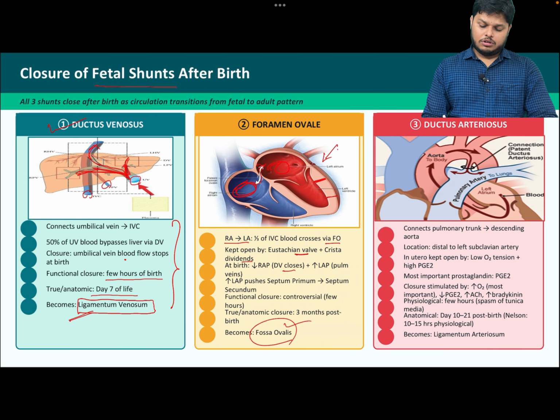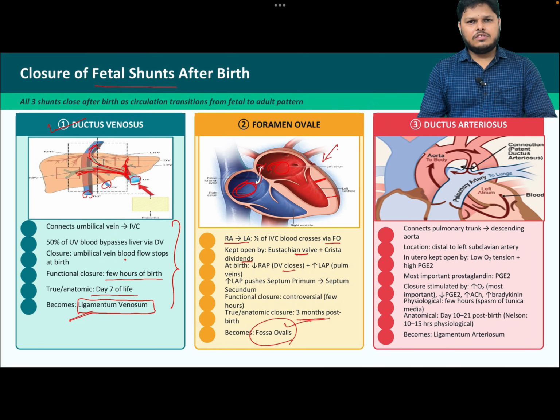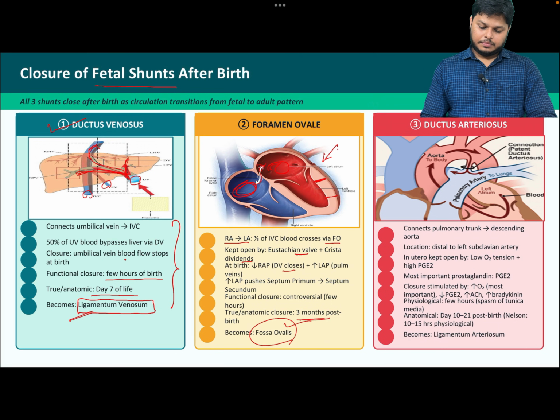Similarly, the true closure or the anatomic closure is at 3 months. Functional closure, major books say, is within a few hours. But whenever questions are asked, they do not ask the controversial question. They ask questions based on established facts.